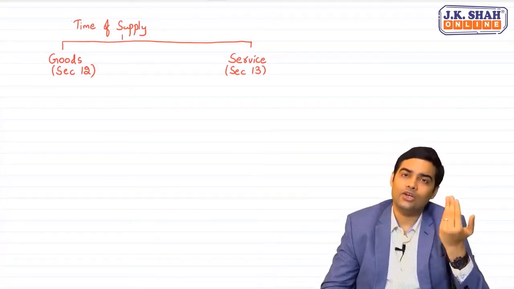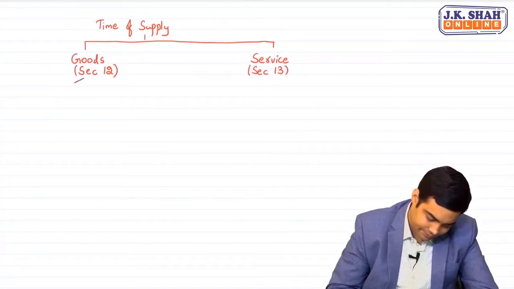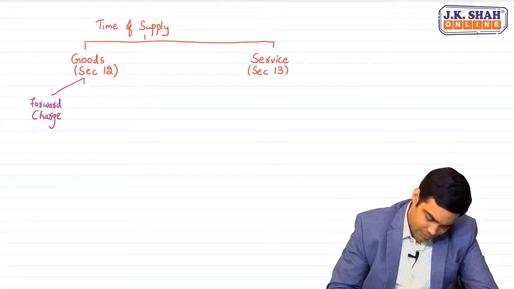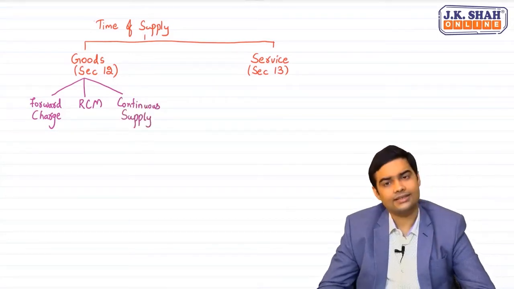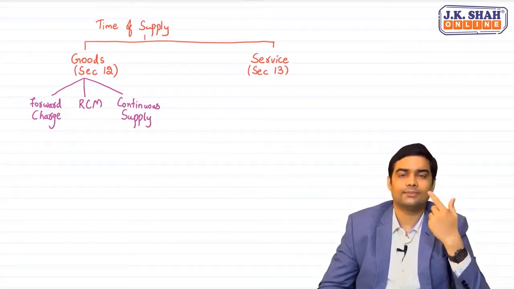Now in goods industry there could be various circumstances like forward charge, where supplier is required to discharge tax. It could be a case of reverse charge, where recipient is required to discharge the tax, or it could be a case of continuous supply of goods. Let's cover this part, then we will move to services.